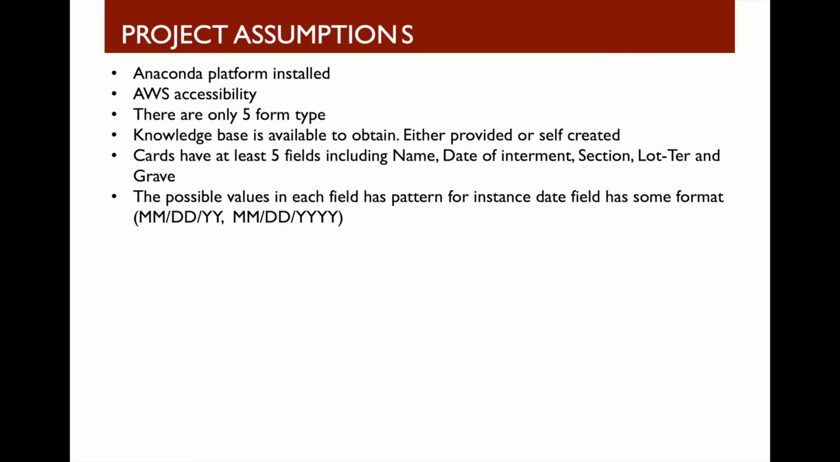Before we start the project, here are the assumptions that we made in order to make the project work correctly. First, an Anaconda platform should be installed on the local machine. You should have AWS accessibility. There are only 5 form types in the dataset. A knowledge base is available to obtain, either provided or self-created. Cards have at least 5 fields, including name, date of interment, section, letter, and grave. Also, the values in each field have a pattern or format. For instance, the date field has some format as shown here.